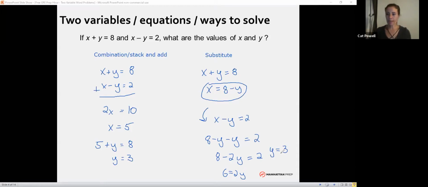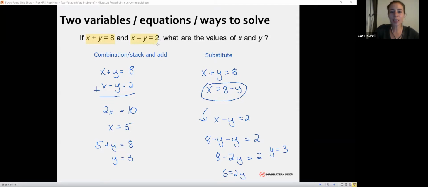How do I decide which of these methods to use? For this particular sample problem, which of these methods do you like better and why? Jessica says stack and add. Yeah, nice. That's a really good point, Jessica. It's already set up in such a way that it's going to work really nicely. Yeah, Raj, Tara, everyone agrees.